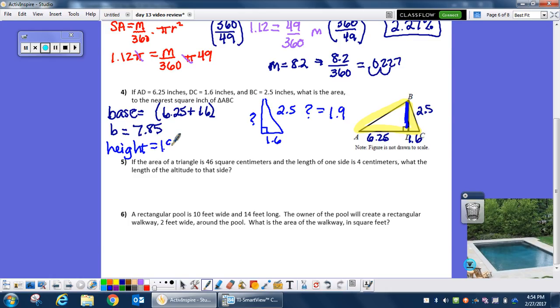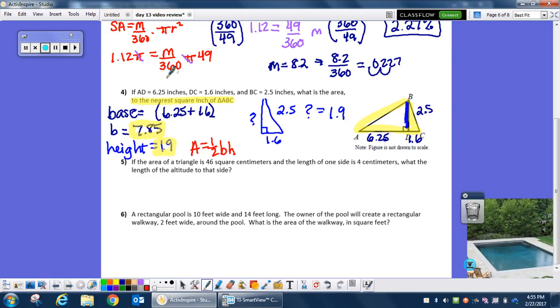So what I would like you to do is calculate what the question wants. What is the area to the nearest square inch of triangle ABC? So here's your base, here's your height, and remember your formula is 1/2 base times height. So I will be around to check that answer.